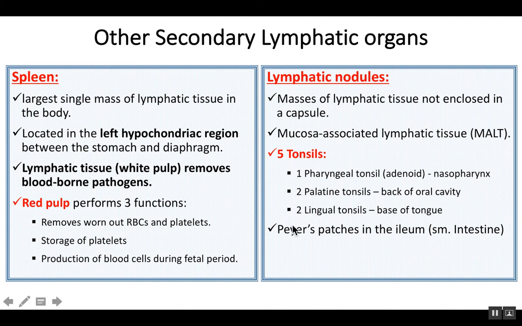There's some tissue called Peyer's patches in your ileum. That's the last part of your small intestine. Again, just tissue that's loaded with immune cells.